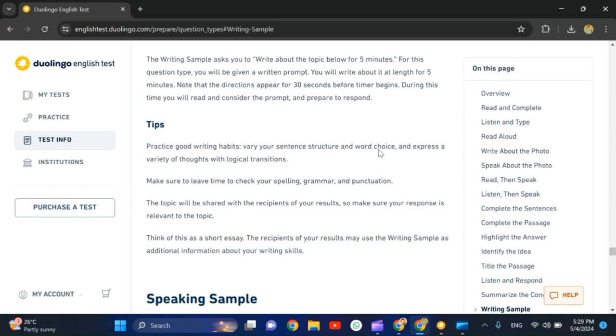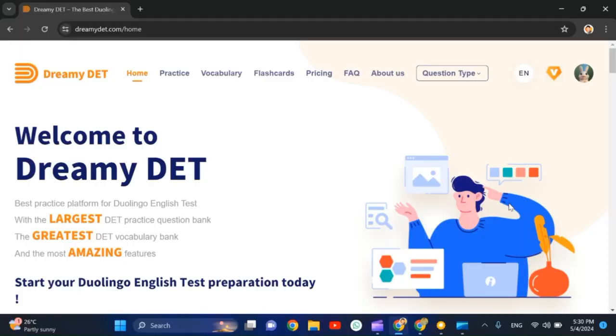So now I'm going to give you my own tips and tricks for these two question types, or we can say overall writing on the Duolingo English Test. But before that, let me talk about a secret website which can be a game changer for you and your journey of preparing for the Duolingo English Test. So let's talk about that website.